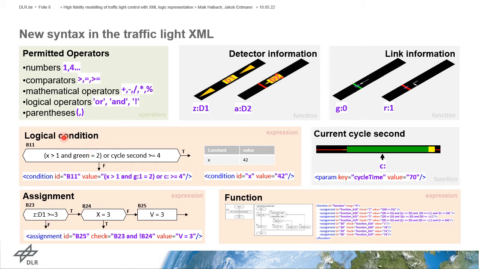The first expression is a logical condition. A logical condition can be true or false. And with this expression, it's, for example, possible to model a question block out of a phase logic or to define constants and parameters for the control. Another expression is assignment. Assignment can be used to model an action block out of a phase logic, and the main function is storing and modifying custom data within the XML control.